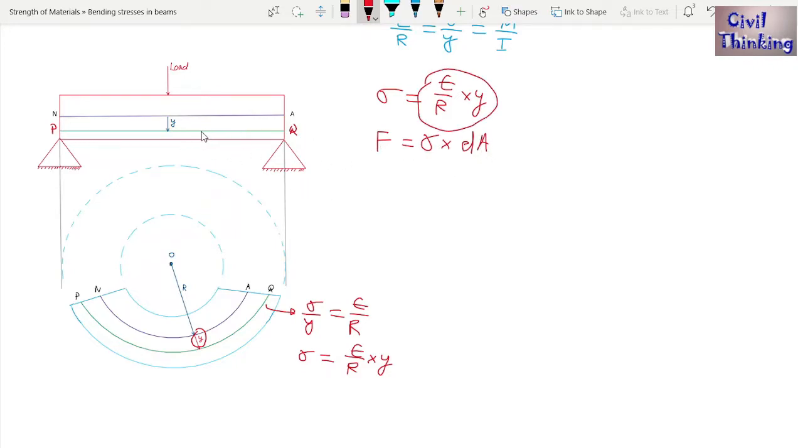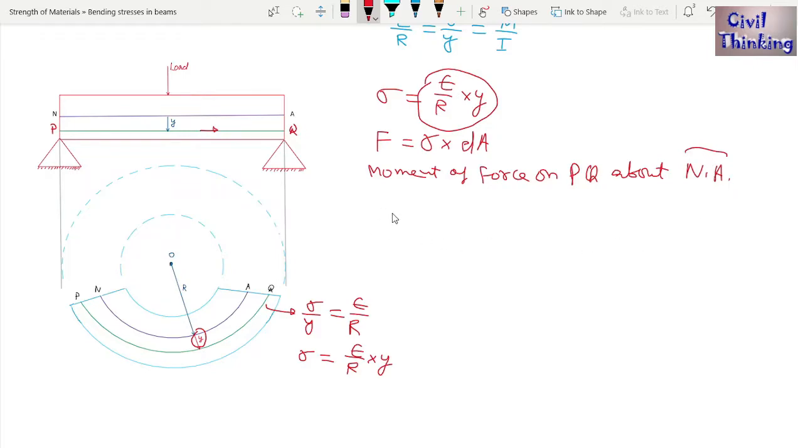Now let us find the moment of this force. We have a force acting here on PQ, and we can find the moment of this force about the neutral axis. So we can find the moment of force, force on PQ layer, about the neutral axis. If you don't know what the neutral axis is, please watch my previous video on neutral axis. I have explained that very well.